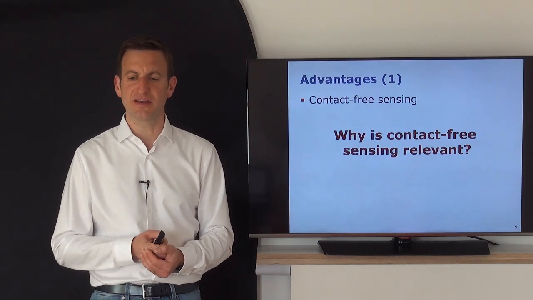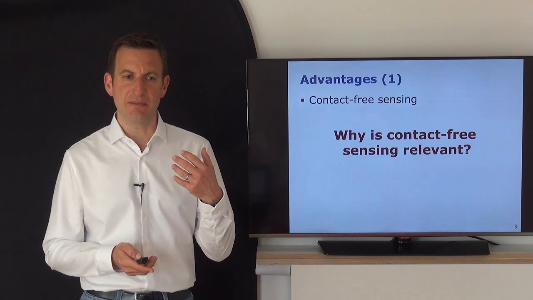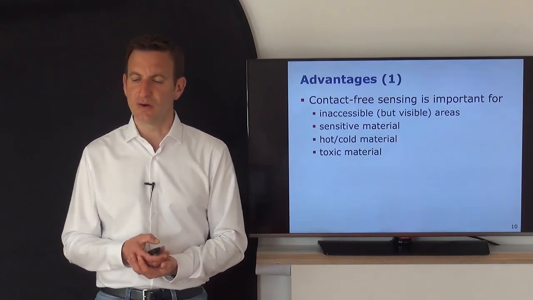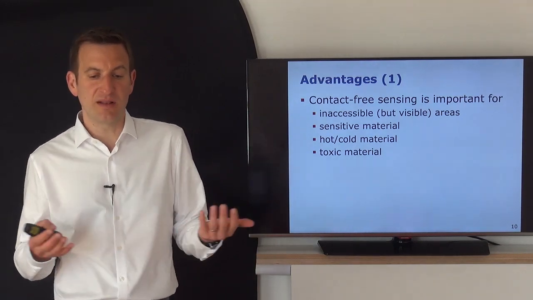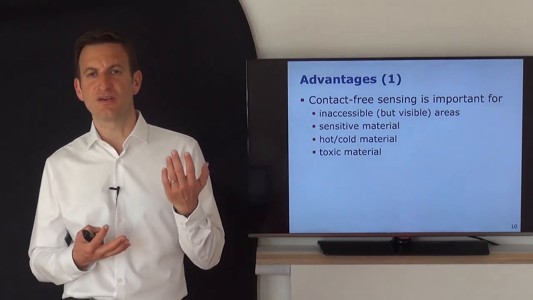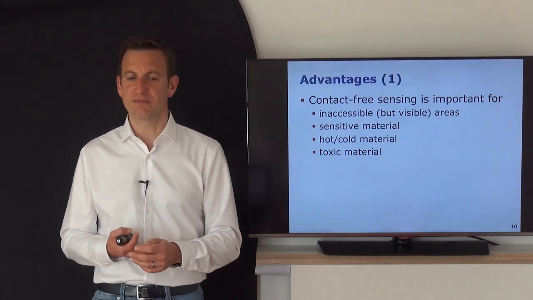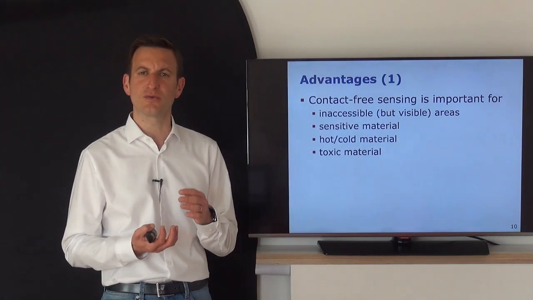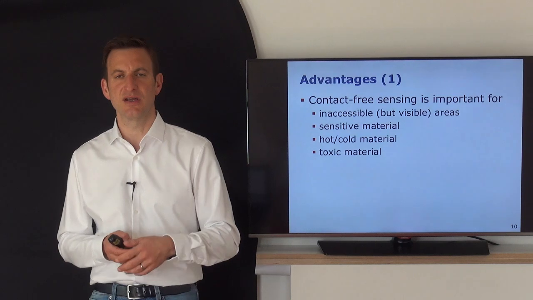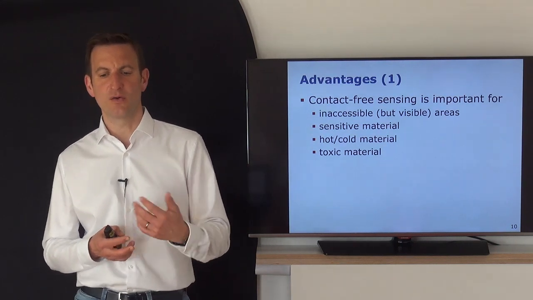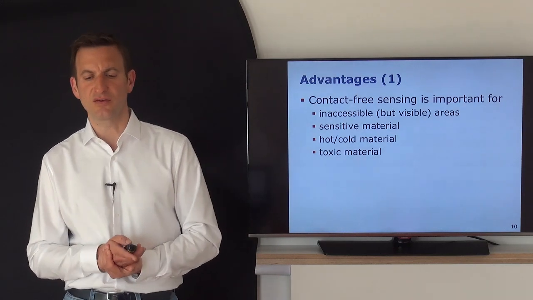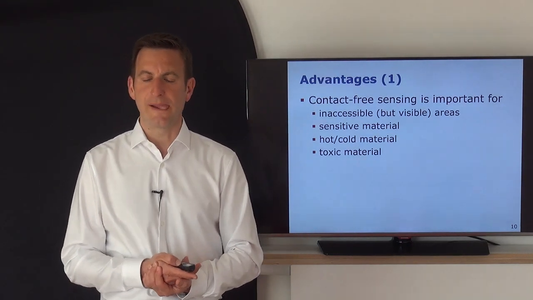If I can do contact-free sensing, I don't need to be able to access objects. It's just enough that I see objects, which can be different. So I can have access to inaccessible but visible areas and perform measurements for those objects. This can also be important if this is a very sensitive material or extremely hot or extremely cold or toxic materials, things that I don't want to touch or can't touch, I can still access with contact-free sensing. And cameras are an interesting sensor in order to do this.